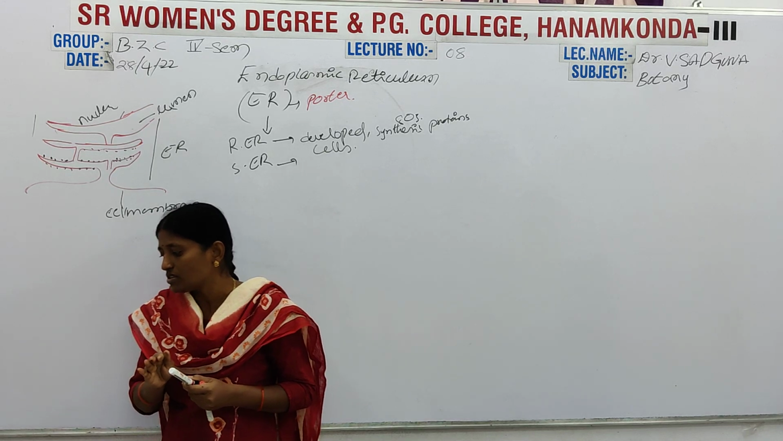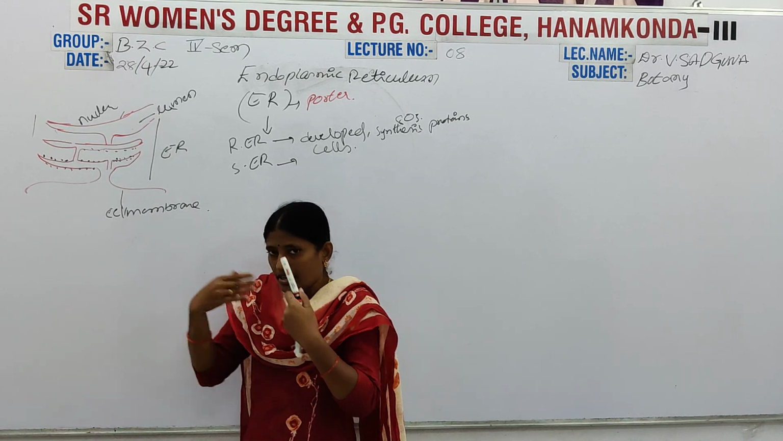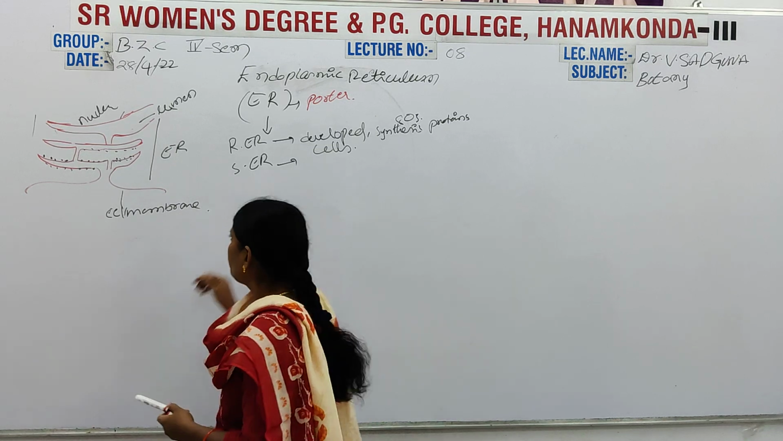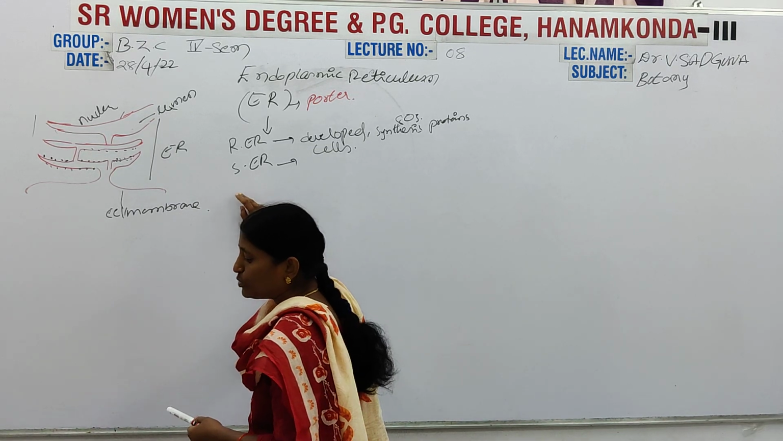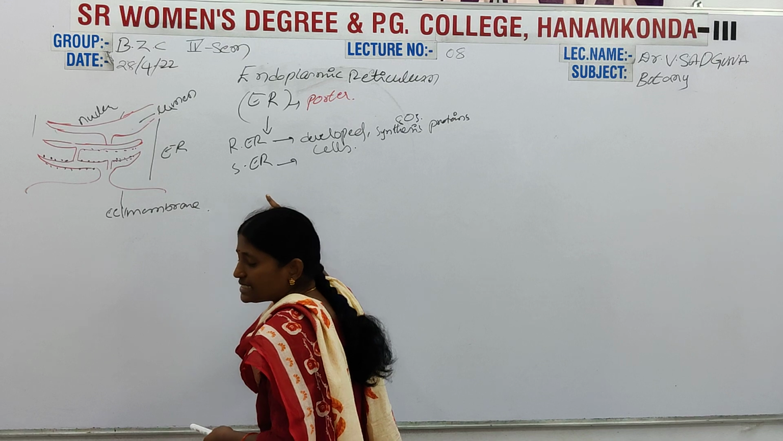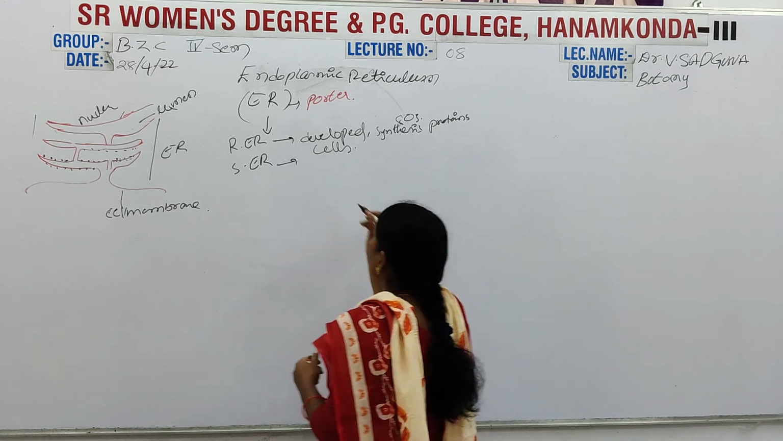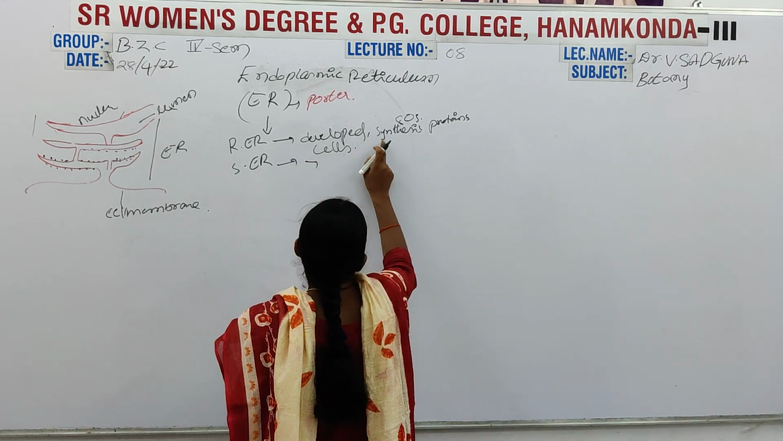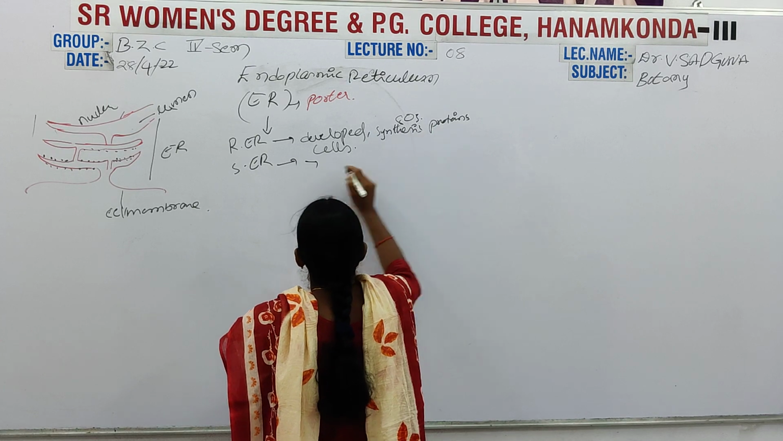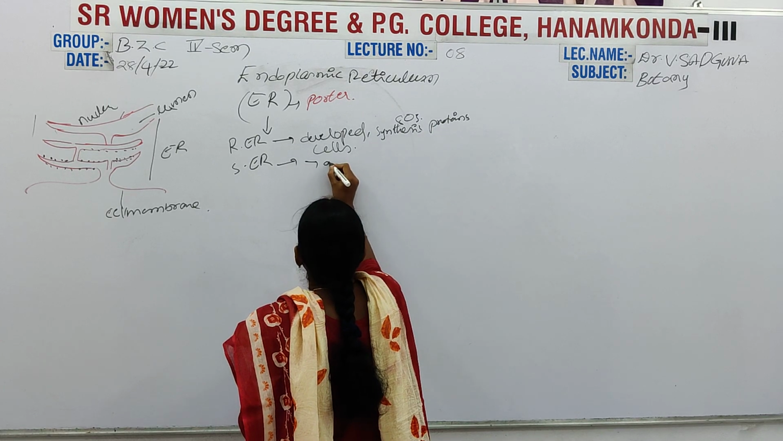It is different in the smooth ER. The smooth ER is consistent with a rich amount of glycogen. It is involved in synthesis, and it is the glycogen.